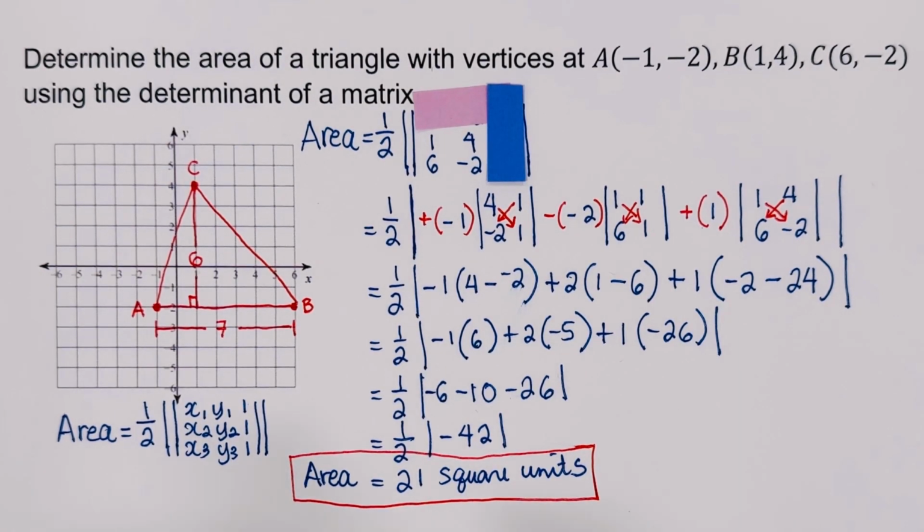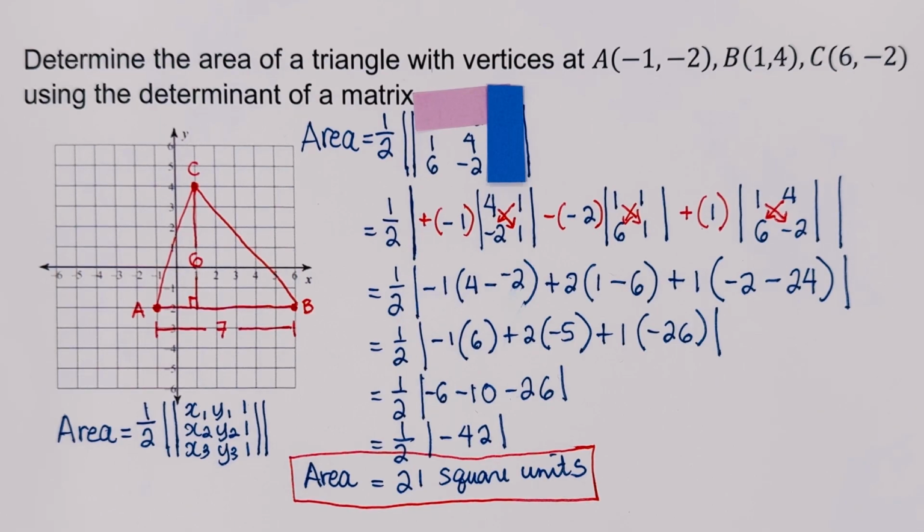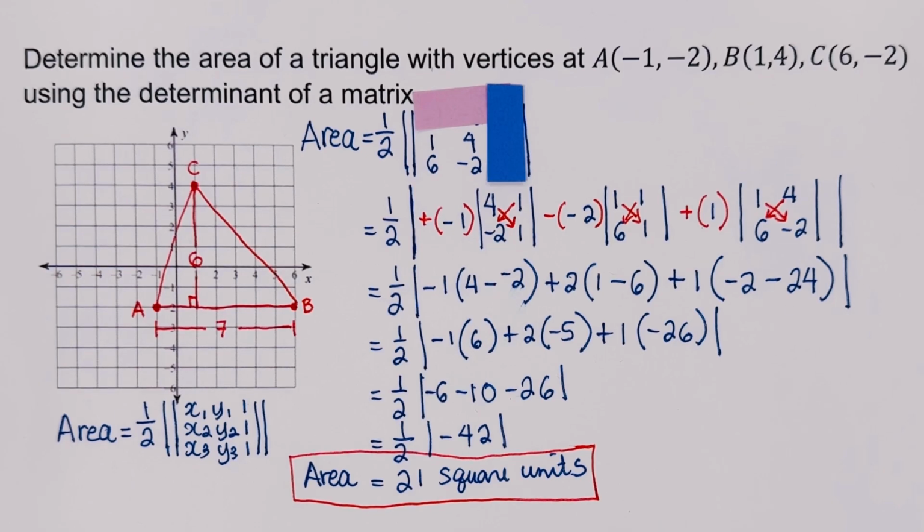Please notice that this value matches up with the formula that we used at the beginning: area is equal to 1/2 base times height. So that is how we determine the area of a triangle given the vertices of a triangle using the determinant of a matrix.